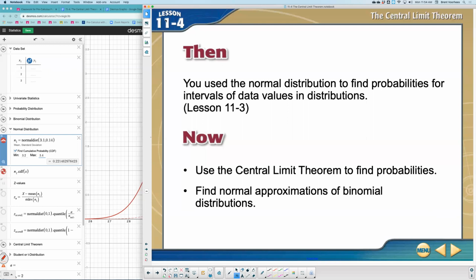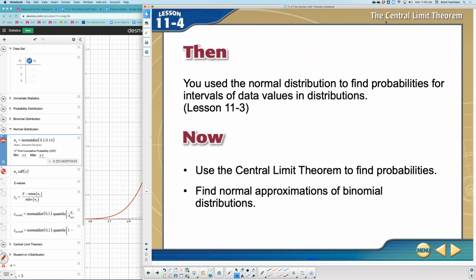So for lesson 11.4, we're going to take a look at the central limit theorem. And what this is going to do, it's very, very powerful. What it's going to do is it's going to take distributions that aren't necessarily normal in makeup, but yet as long as we have enough samples, we can view it as a normal distribution. So let me say it this way: as the number of samples increases indefinitely, regardless of the distribution, you can begin to use the central limit theorem to solve it.